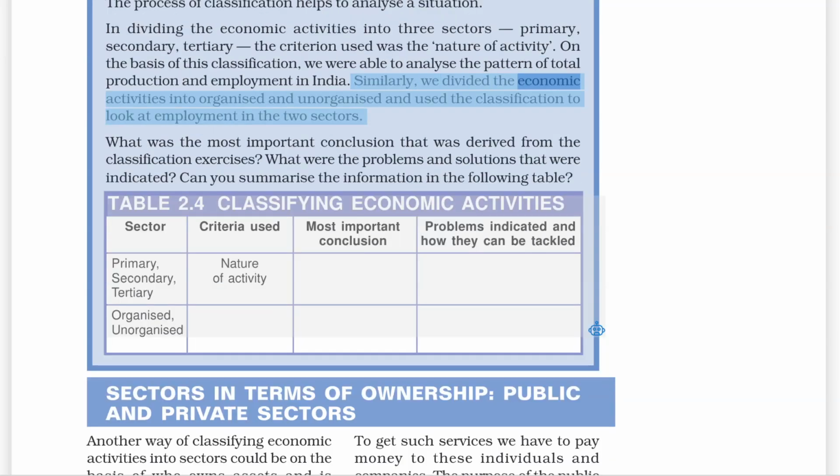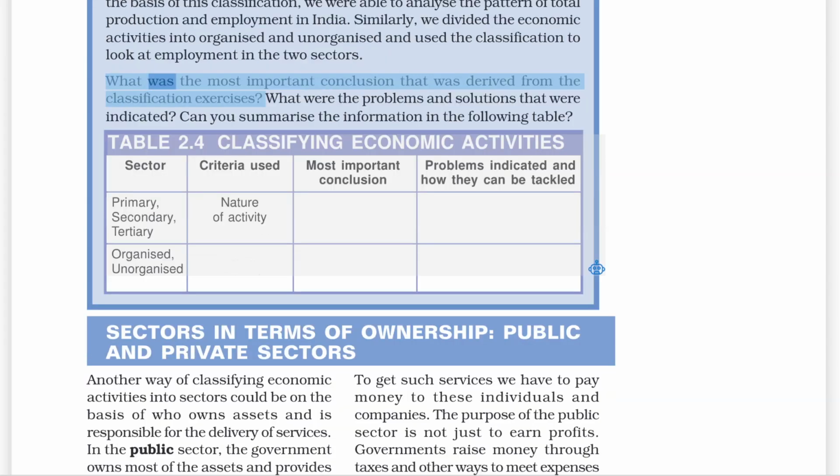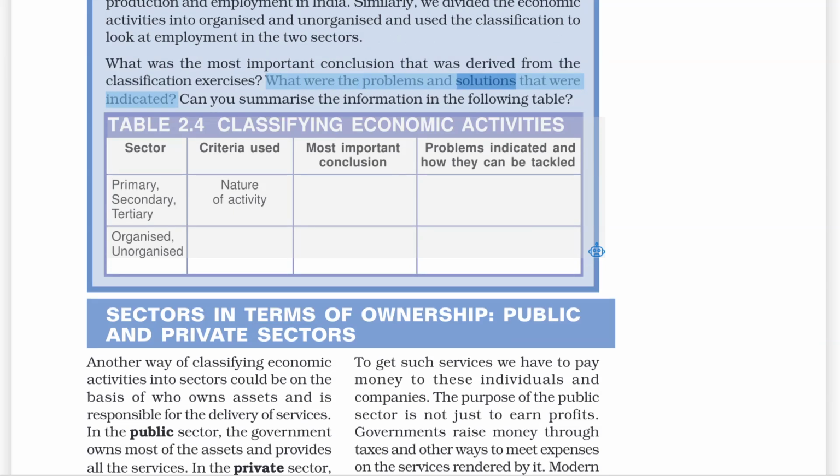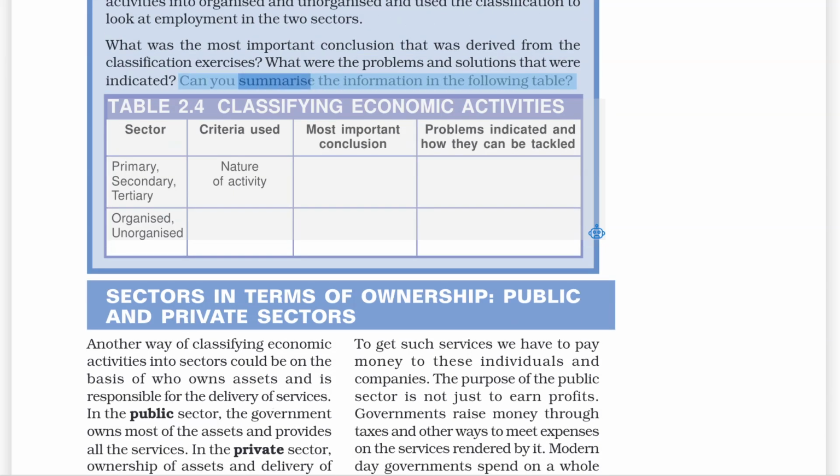Similarly, we divided the economic activities into organized and unorganized and used the classification to look at employment in the 2 sectors. What was the most important conclusion that was derived from the classification exercises? What were the problems and solutions that were indicated? Can you summarize the information in the following table?